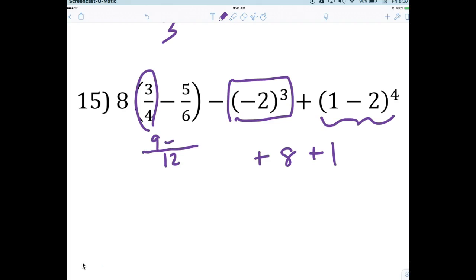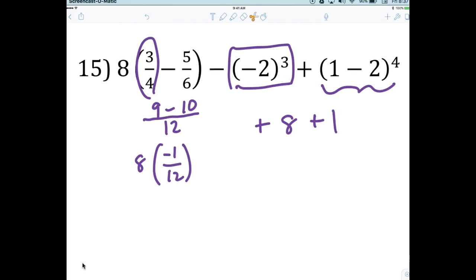Now I put minus what? 10 12ths. Is everybody happy with that so far? And 9 minus 10 is? So now I have negative 1 12th, and now I have to multiply that by what? 8. And remember, 8 is the same as 8 over what? 8 over 1. And now I can reduce by a factor of what? 4. So this becomes a 2, and this becomes a what? 3, which makes that answer what? Negative 2/3.